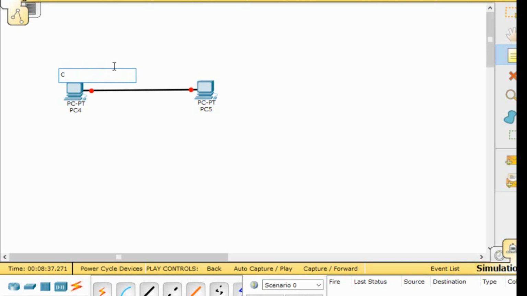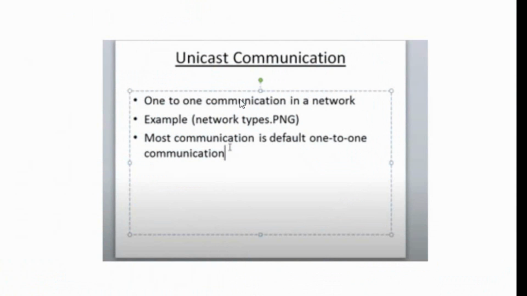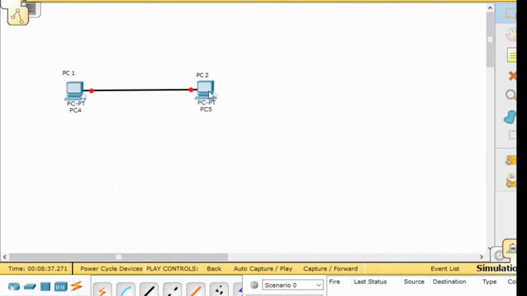which is PC1, and this one PC2. So now as you can see, PC1 and PC2 are communicating with each other because they're in a peer-to-peer, which is unicast. Okay, so as I explained a while ago, one-to-one communication in a network, right? So these computers are communicating with each other. That's called unicast, right? Same thing.